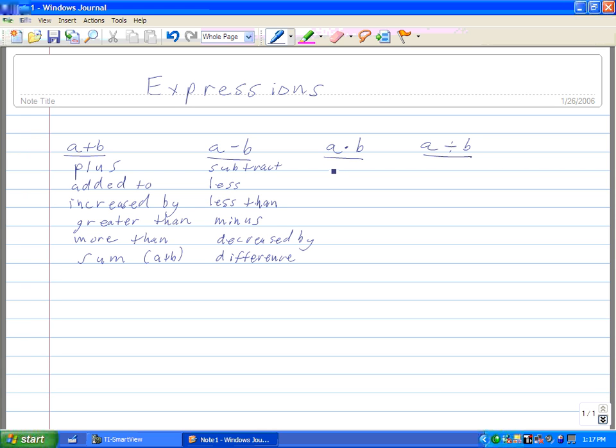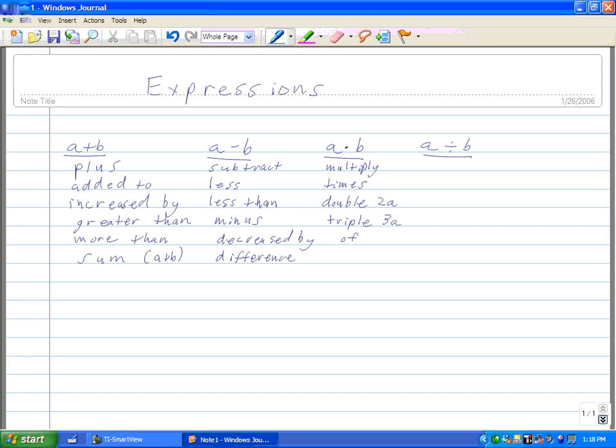Next operation, commonly called multiply, but we can also say times. We can use specific phrases, not for this particular multiplication problem, but if we say double, that means 2 times some number. If we say, for example, triple, then we specifically mean 3 times some number. And we can also use the word of.